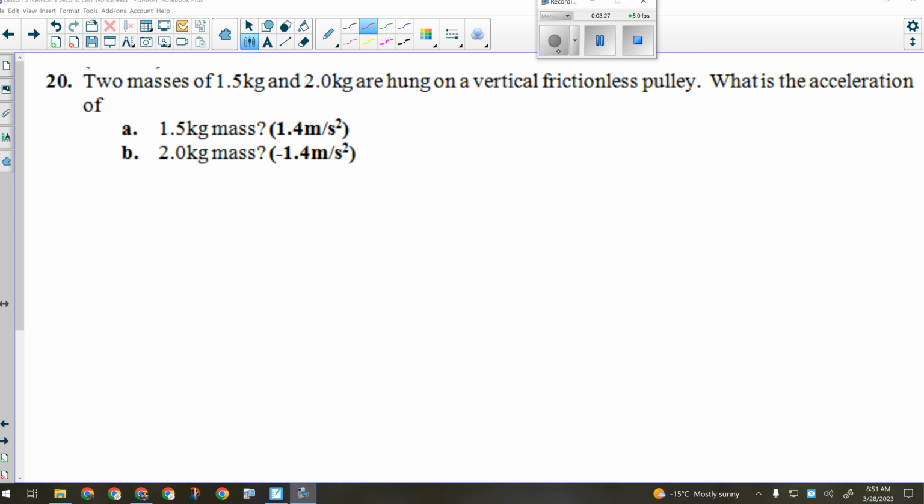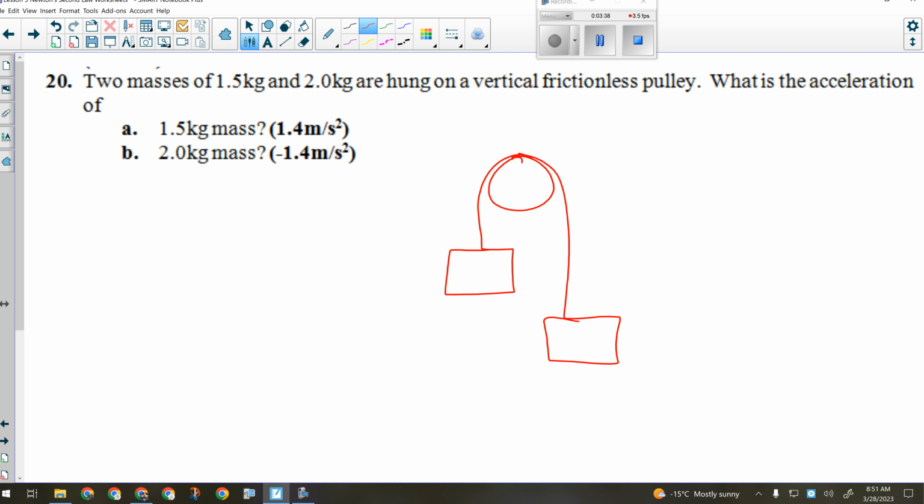So on our first one, we have a vertical pulley. We have the pulley here, and we have the two masses hanging over it, one slightly below the other, or even if they're at the same level. So we have a 1.5 and a 2 kilogram mass. This is probably the 1.5 kilogram mass, and this is probably the 2 kilogram mass, although it doesn't really matter. The 2 kilogram mass is just going to be the one that goes down, and the 1.5 obviously the one that goes up.